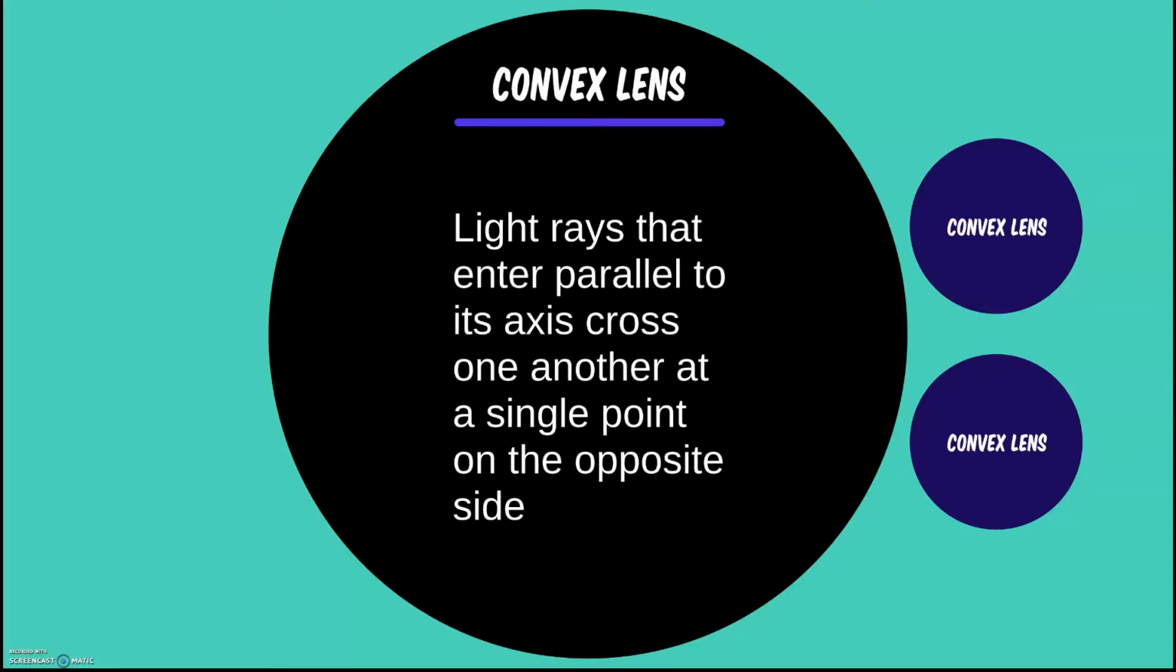Now, the first type of lens we'll talk about is a converging or a convex lens. And this is a lens where light rays that enter it parallel to its axis cross each other at a single point on the opposite side with a converging effect. And the next few pictures will illustrate the idea of what I'm talking about.